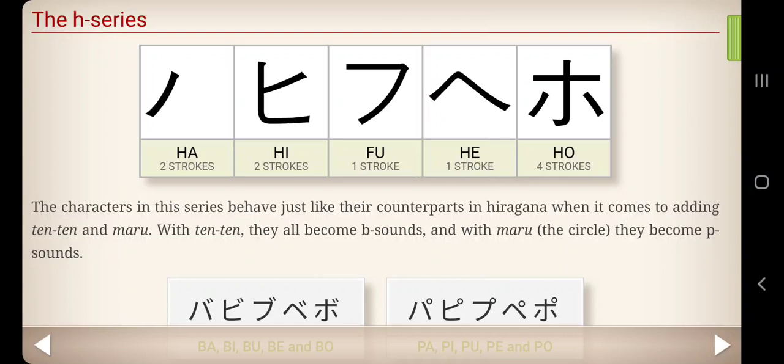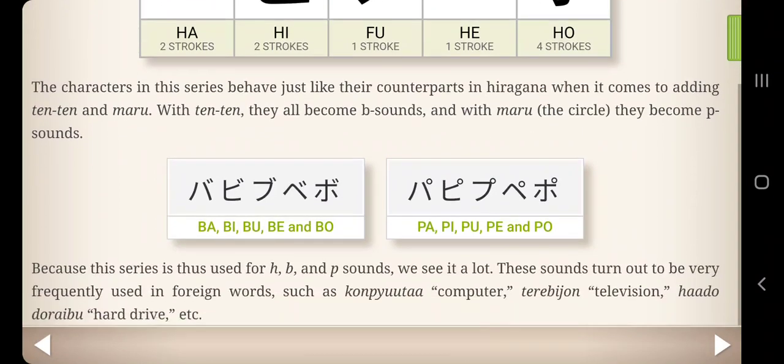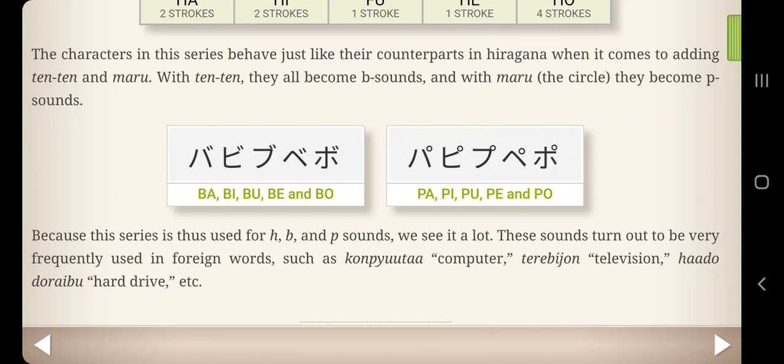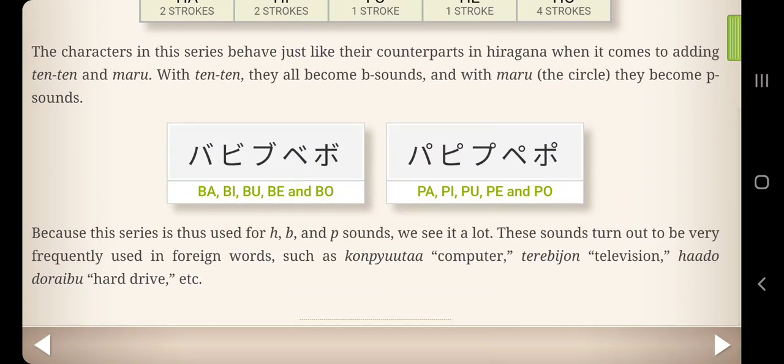Got ha, he, hu, he, ho. Ba bi bu be bo and pa pi pu pe po.